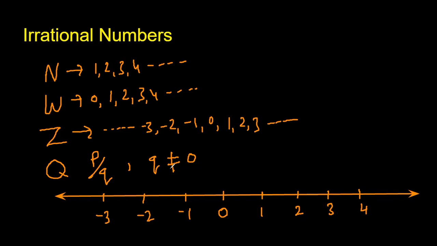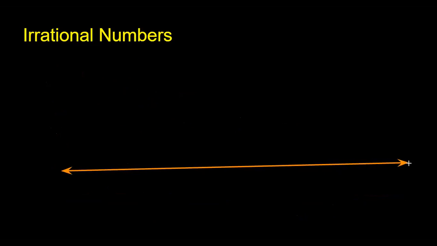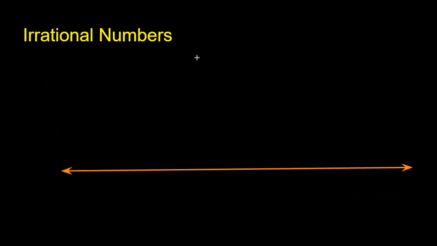Do you think these are the only numbers that exist? Let's see. Okay, we will again draw a number line, and on the number line, you will take the numbers 0, 1 and 2. Let's say this is a square whose side is 1 unit. All right, looks like a square.